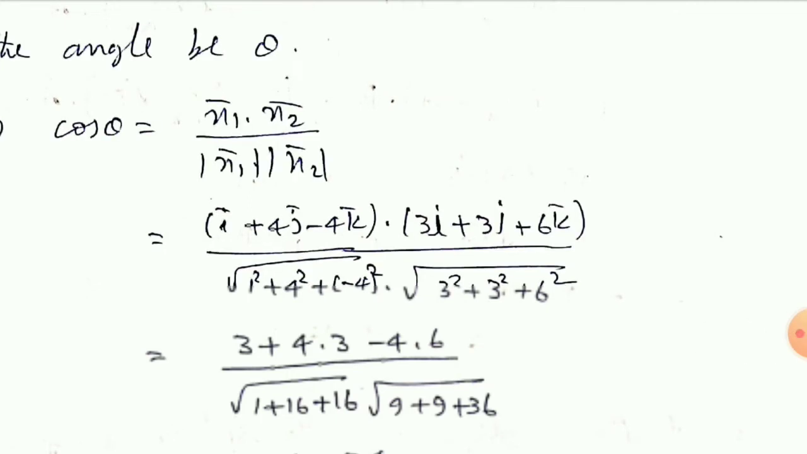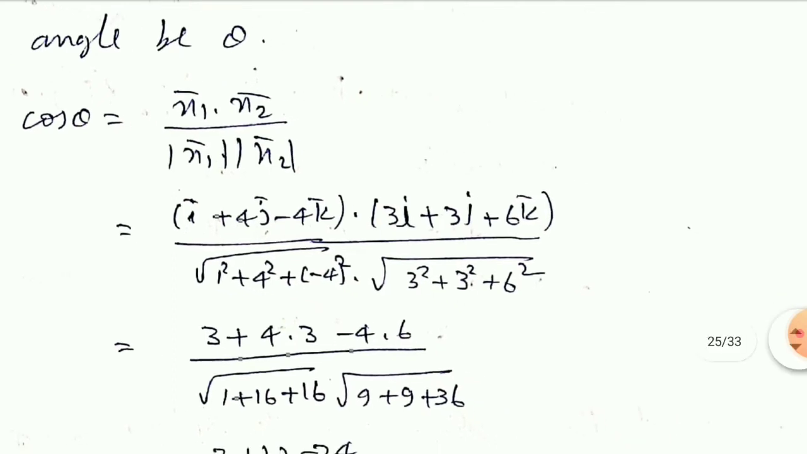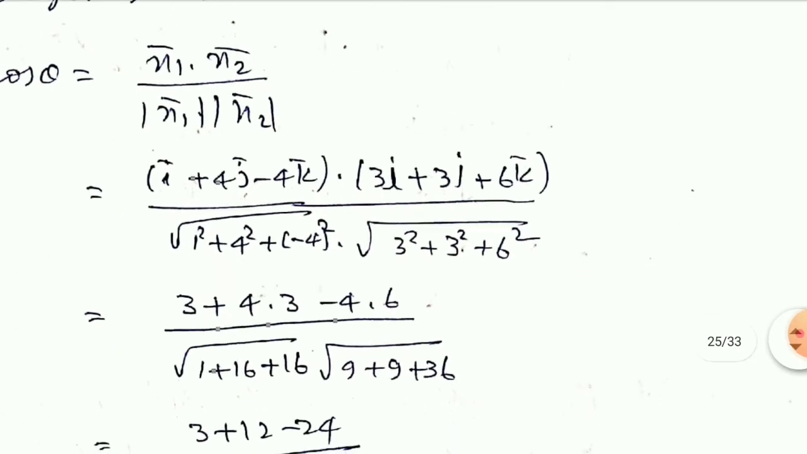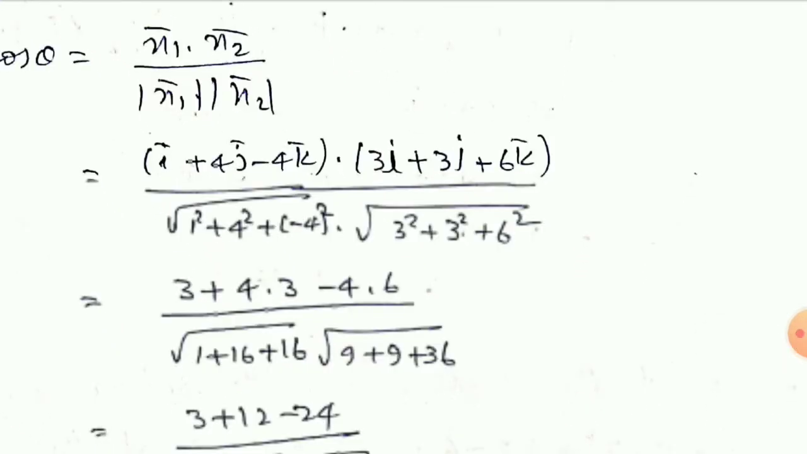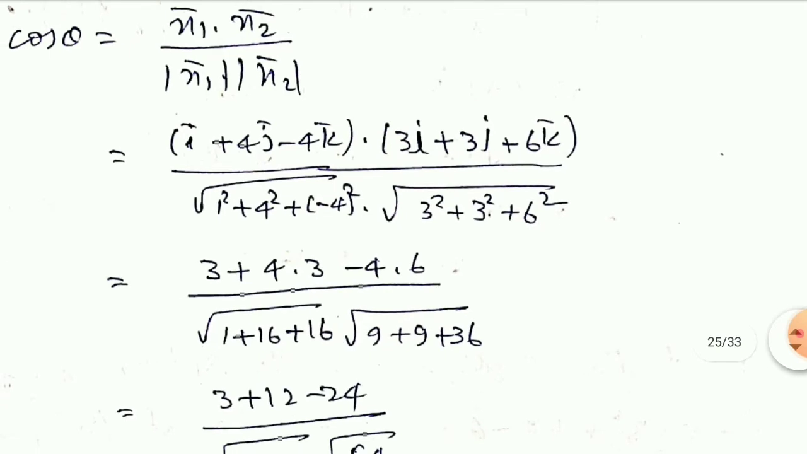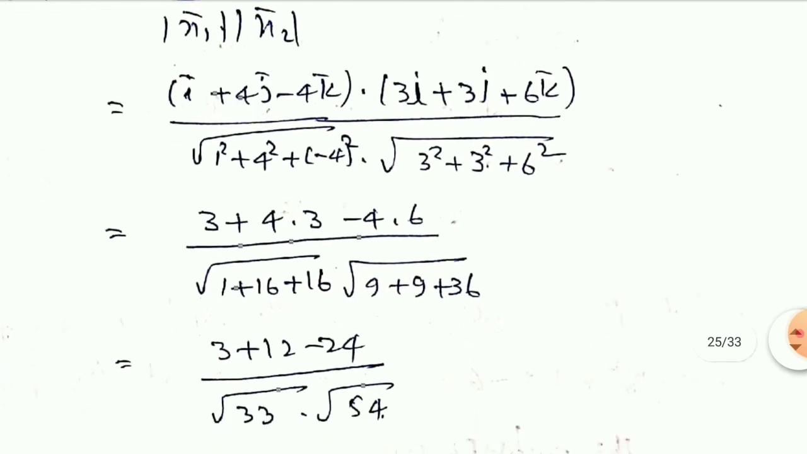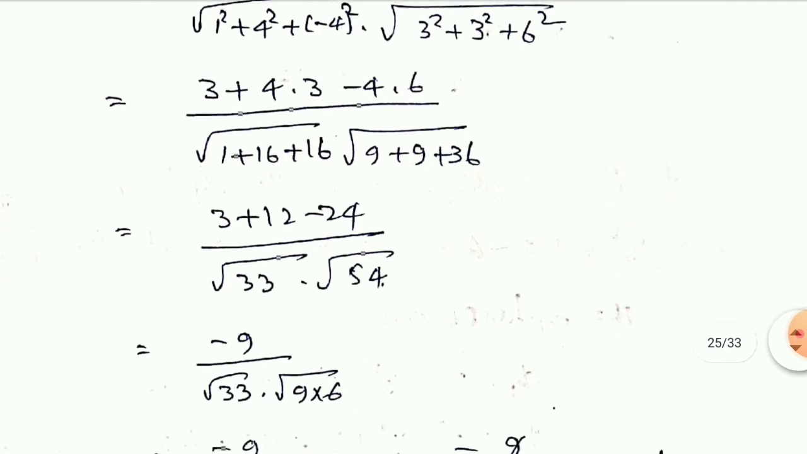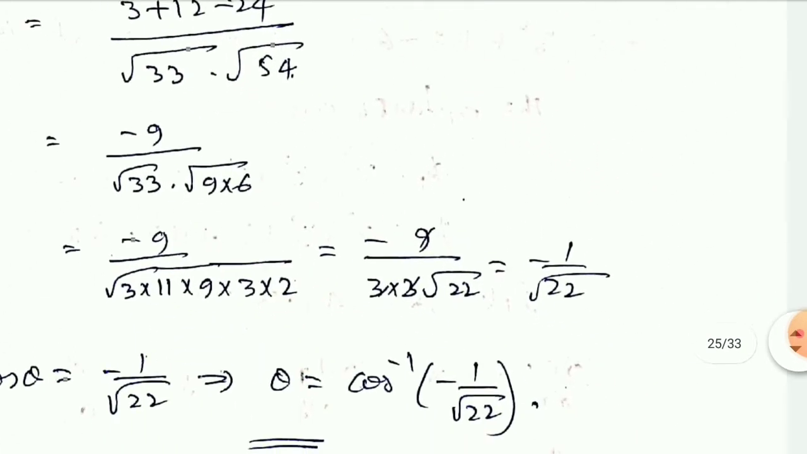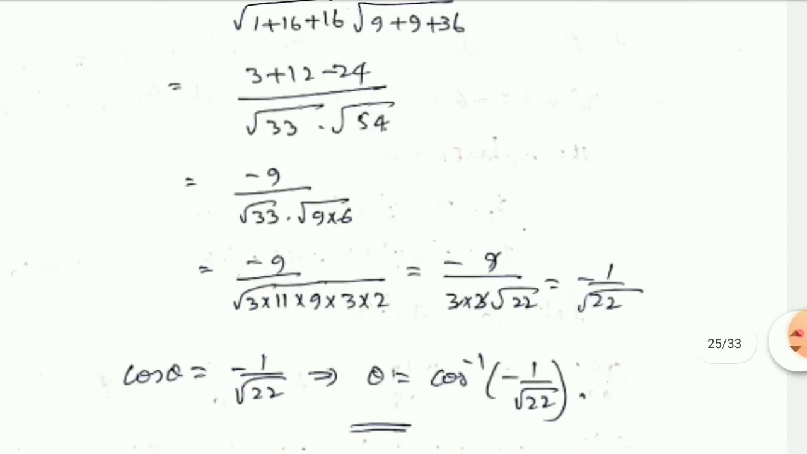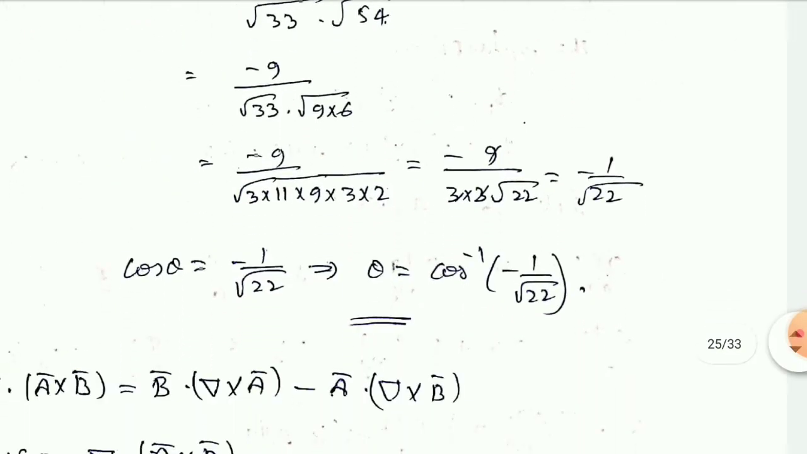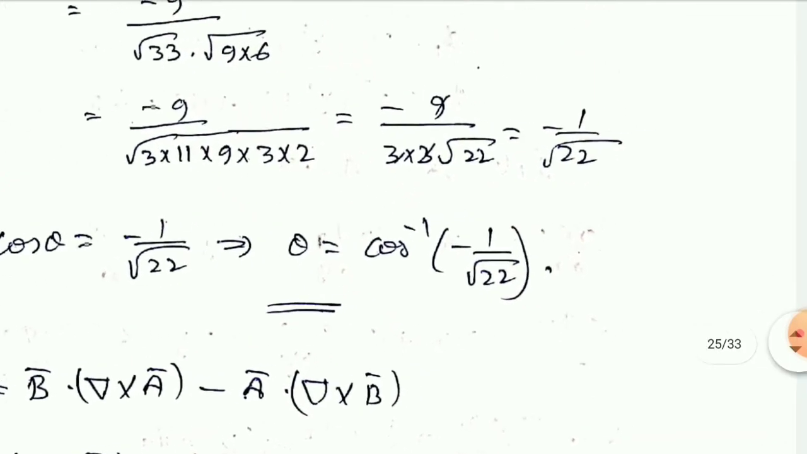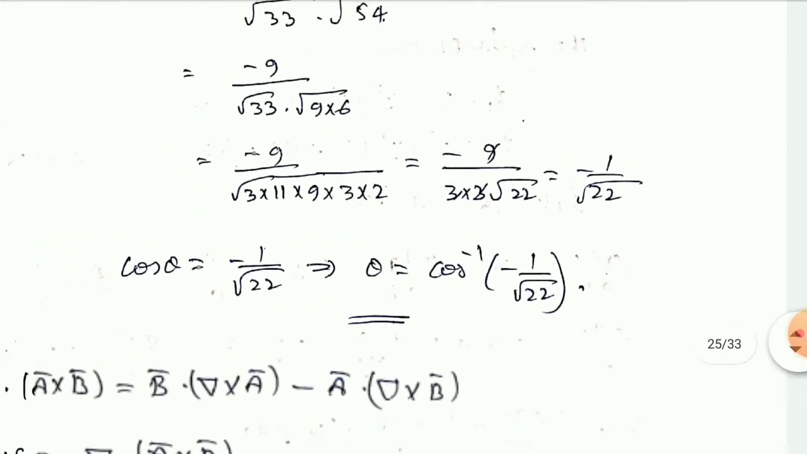Normal vector is nothing but that vector divided by the square root of the sum of the squares of the coefficients of i, j, k. For the second one also we calculated. So the modulus of that unit vector is nothing but 1. You calculate both normal vectors for the given vectors, and the final answer is minus 1 divided by square root of 120, square root of 22. So theta equals cos inverse of minus 1 by square root of 22.